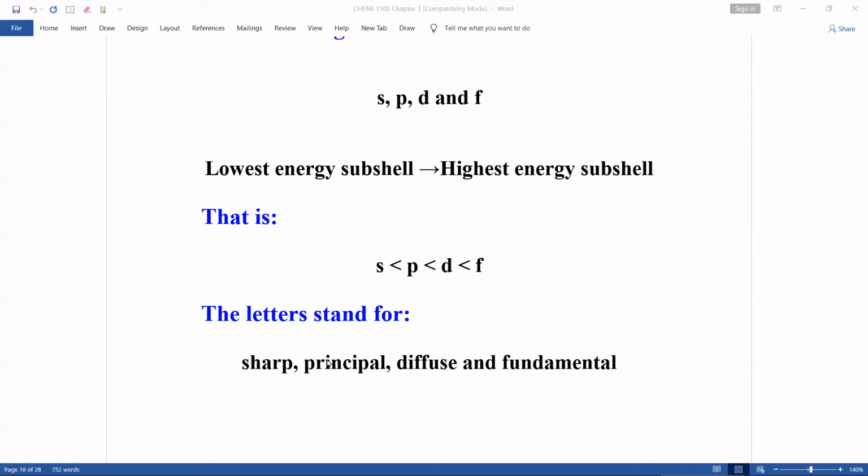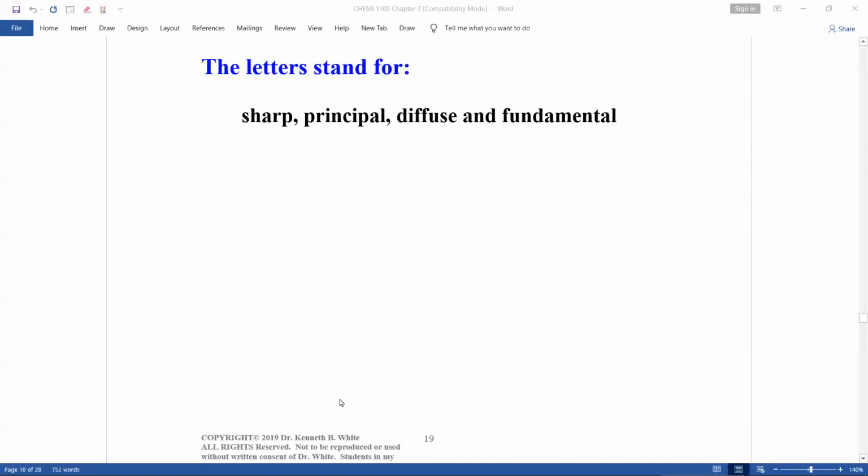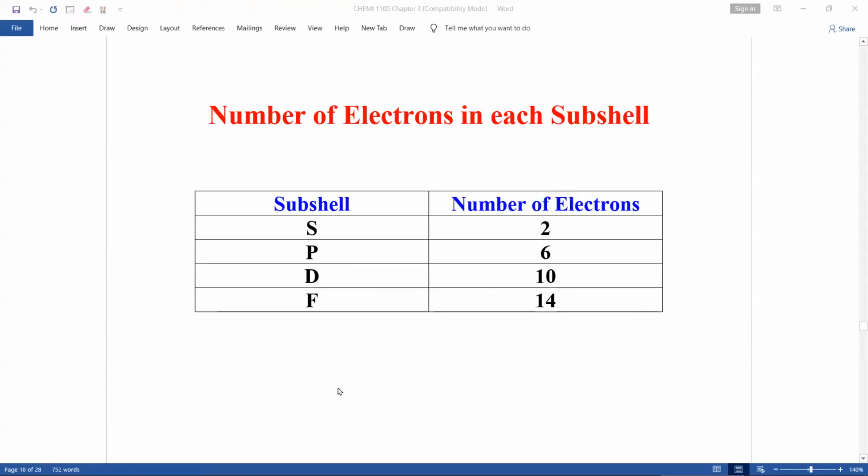I'll never ask on a test, but a couple years ago, students asked what those letters stand for. I'd forgotten, and I looked it up again: sharp, principal, diffuse, fundamental, and those come from the atomic spectra, which we talked about. When you heat up an element, it gives off light, and you can separate that light into different bands or frequencies with a prism. Now, when we look at the subshells, and these really should be lowercase, but don't worry, I won't tell if you don't.